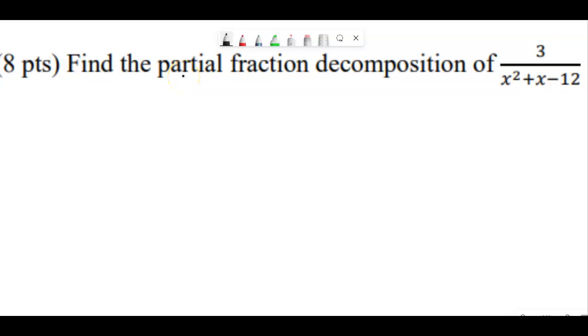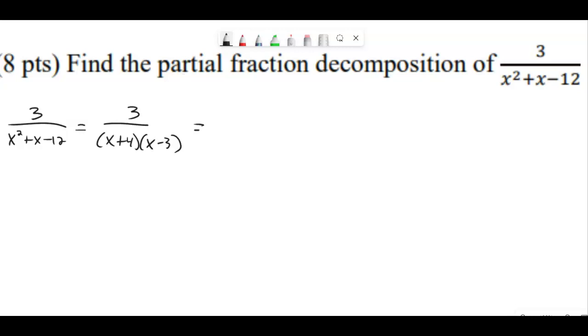Find the partial fraction decomposition of 3 divided by the quantity x squared plus x minus 12. All right, the first thing we need to do is take a look at what the factors of the denominator are. So we have 3 divided by x squared plus x minus 12. We're going to factor to get x plus 4 times x minus 3.